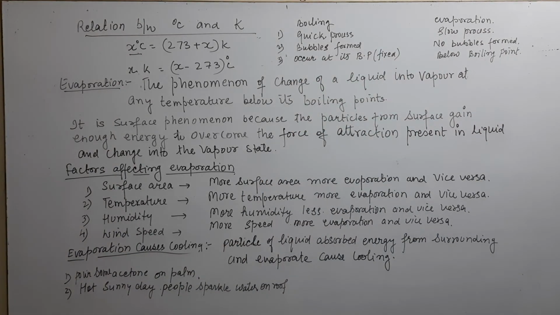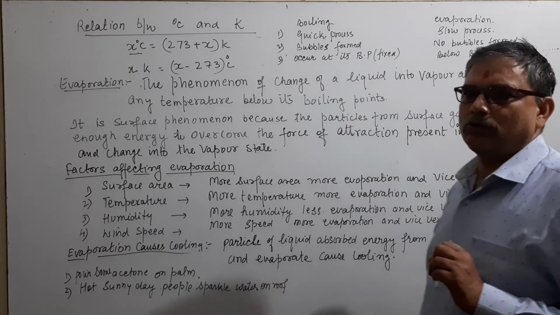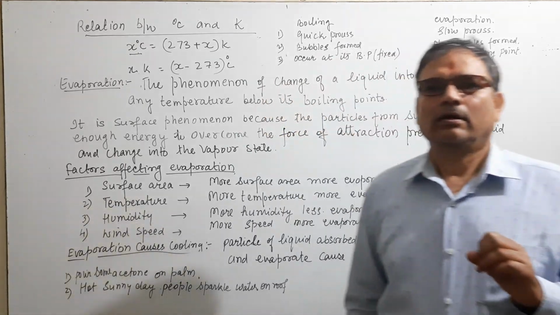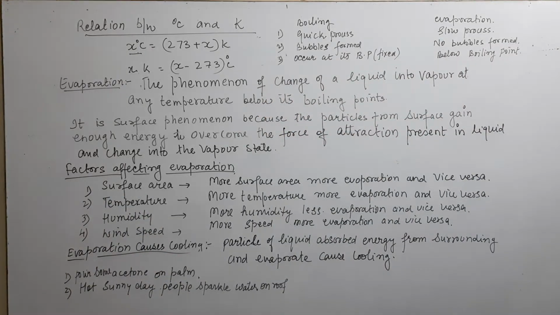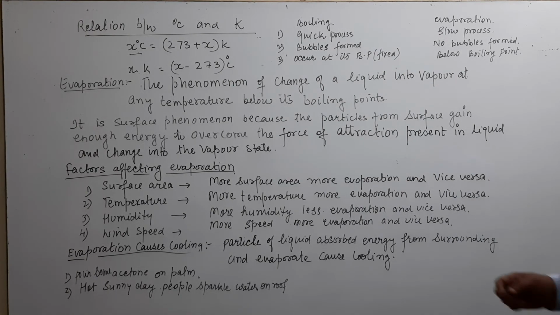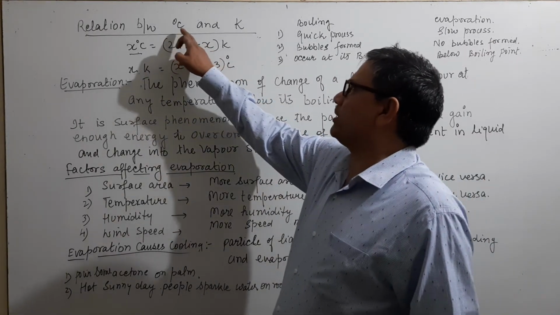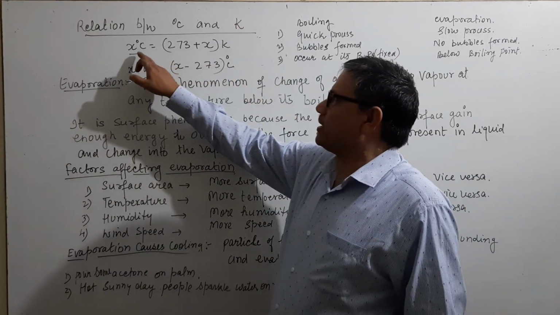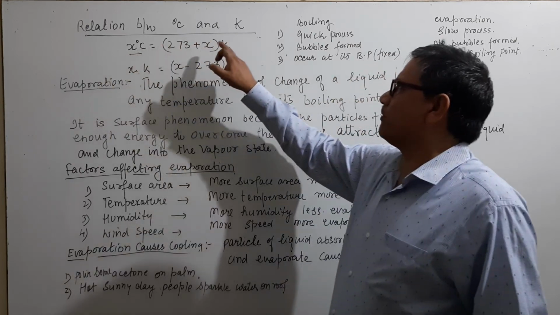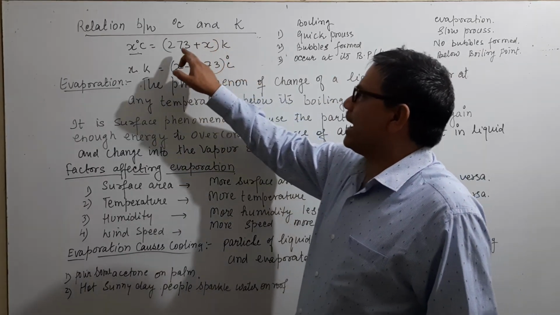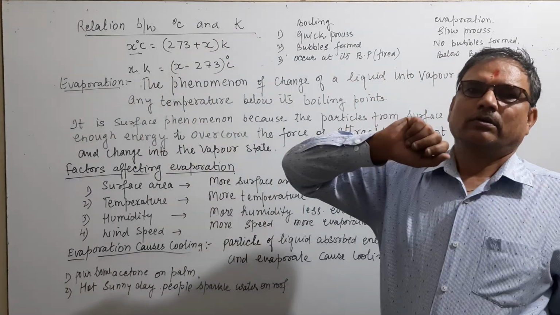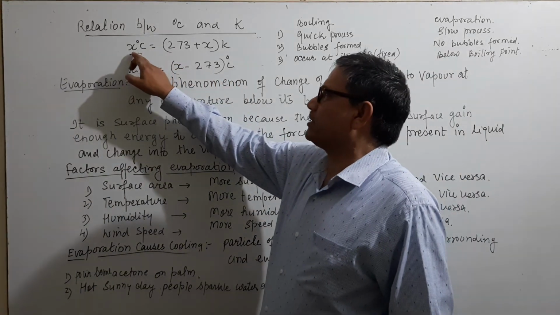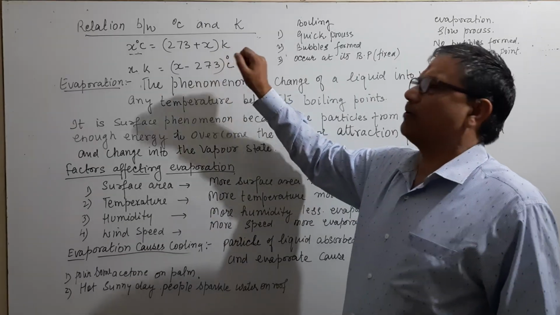As we know, the units of temperature are Celsius, Kelvin and Fahrenheit. But the SI unit of temperature is Kelvin. Here we will discuss only the relationship between Celsius and Kelvin. If the temperature is given in Celsius, then to convert it into Kelvin, we have to add 273 to the given temperature in Celsius.